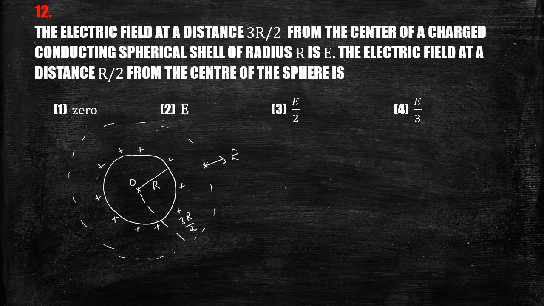R by 2, that is half the radius of the spherical conducting shell, means it is inside the spherical conducting shell. We know inside the spherical conducting shell, inside a closed cavity, the electric field is 0. This is electrostatic shielding. Therefore, the electric field is 0. Therefore, option 1 is the right answer.